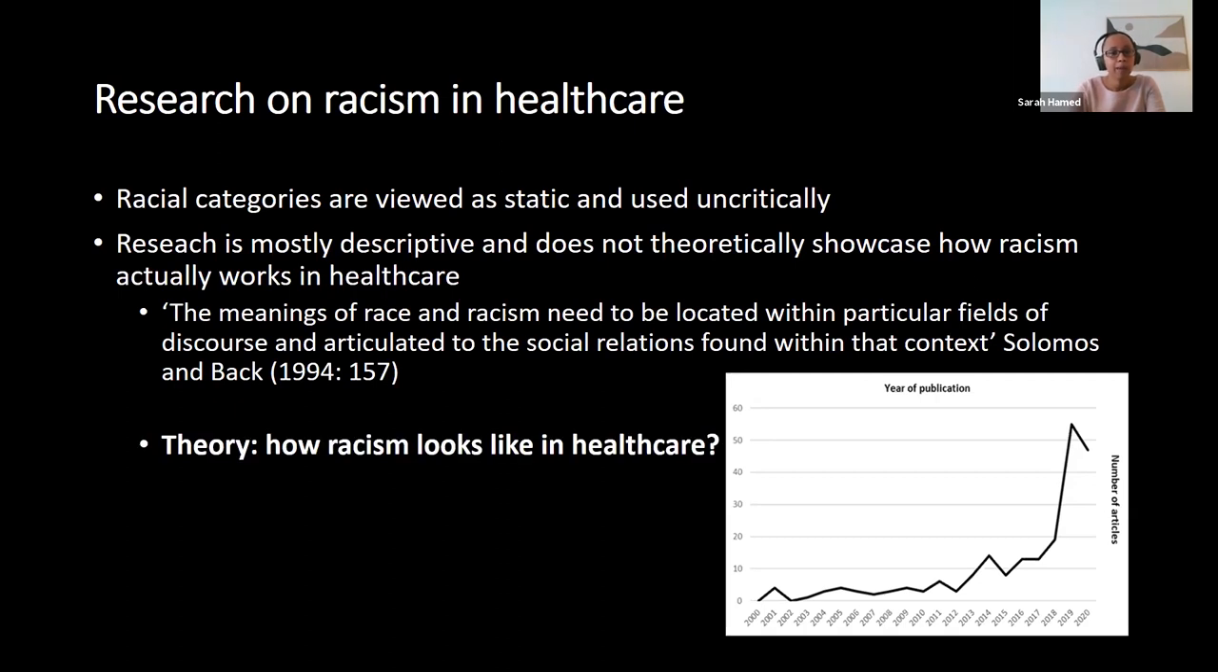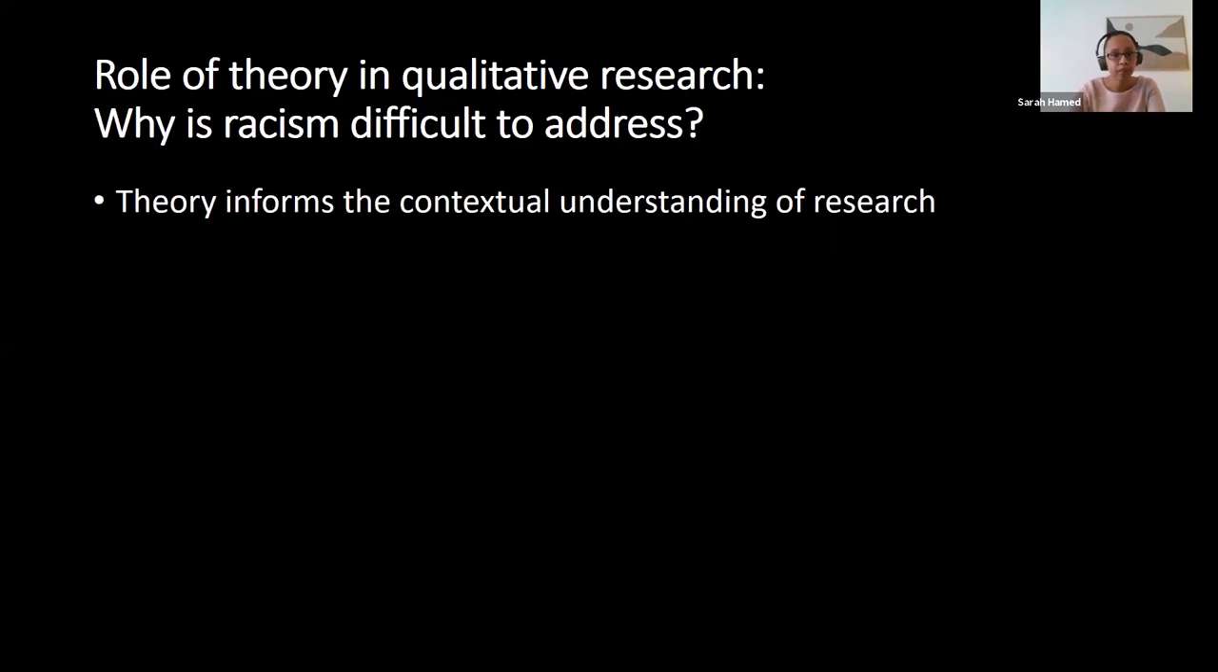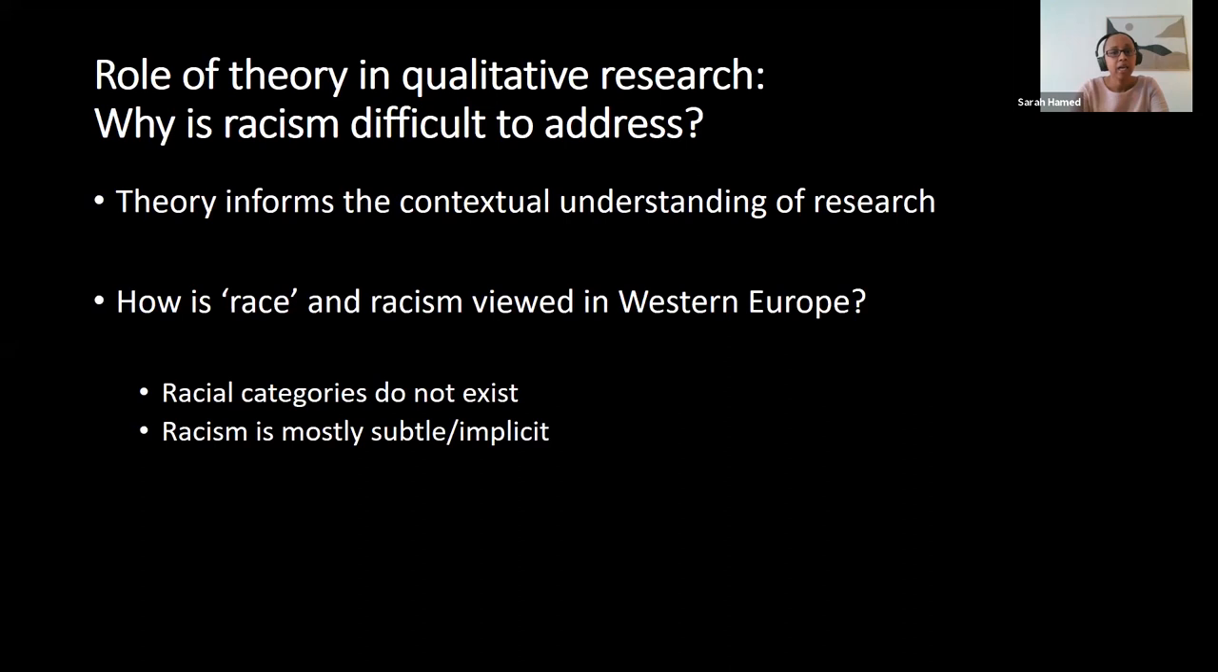So theory will explain how the sociological phenomena look in a given context, in this case, in healthcare. So then theory informs the contextual understanding of research, right? And in my case, after I've decided how I view race and racism based on the different sociological theoretical contributions that have been made, I also have to understand the contextual understanding of my research. So my research is situated in Western Europe.